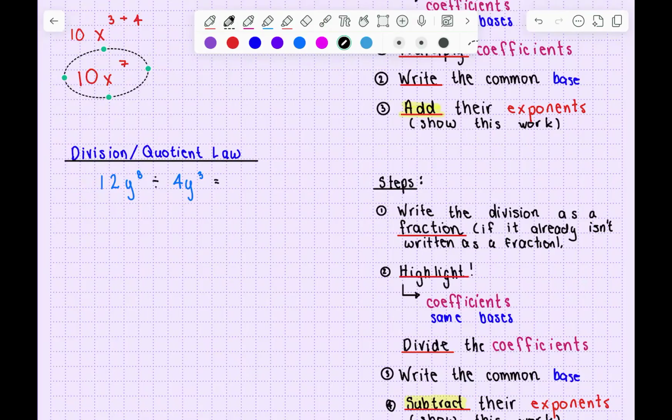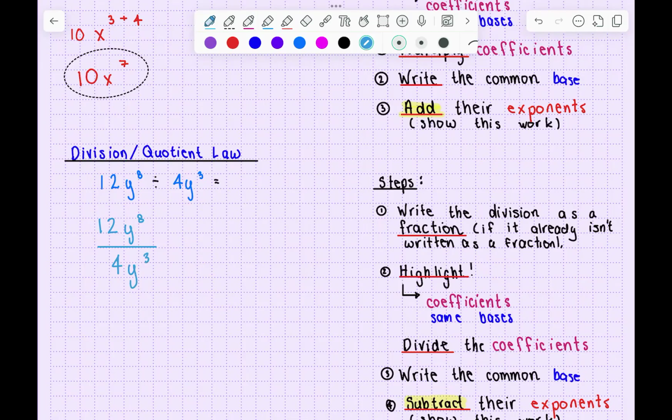Now let's look at the quotient or the division law. This law says as long as you have the same bases, you can apply it. So double check, I have the same bases. They both have y's. The first thing I always tell my students is, if it's written like a division like this, I want you to write it as a fraction. So instead of it being written like that, I want you to write it as a fraction.